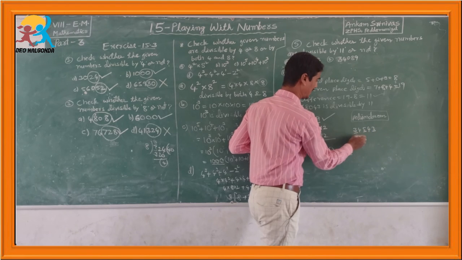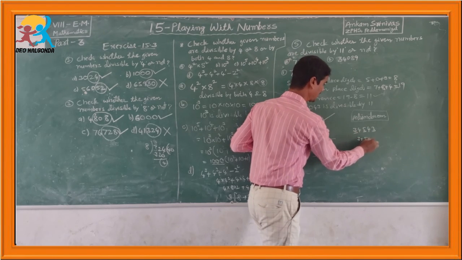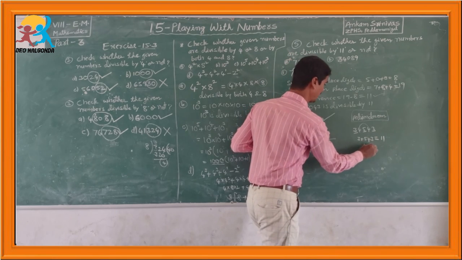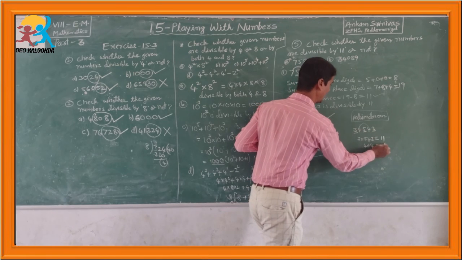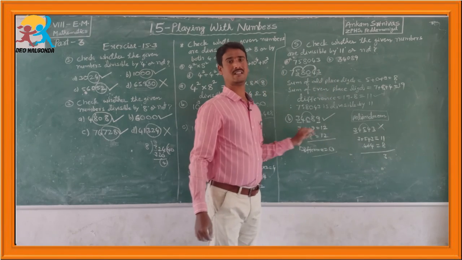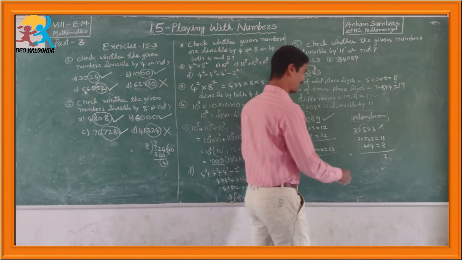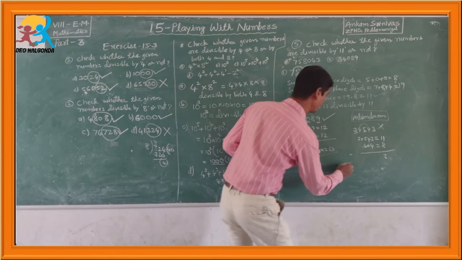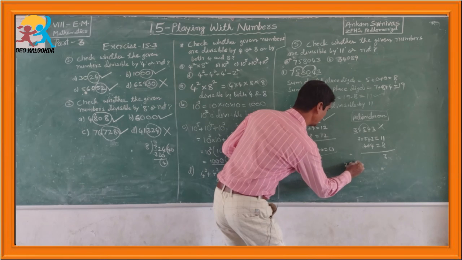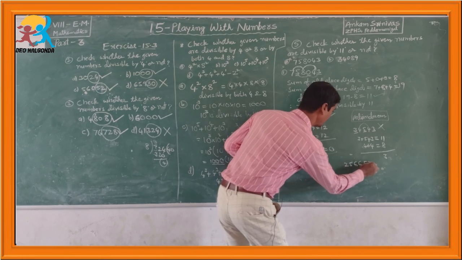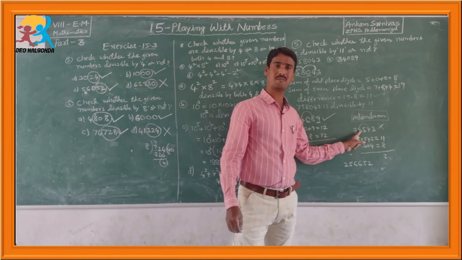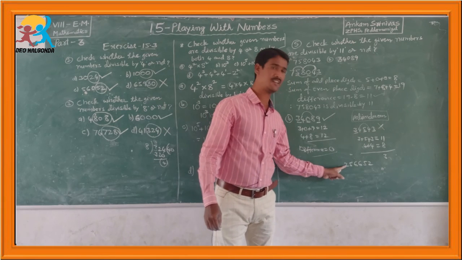3, 5, 3. 3 plus 5 plus 3 equal 11. And remaining here 4 plus 4 equal to 8. What is the difference here? 3. So it is not divisible by 11. Take another problem here. 2, 5, 6, 6, 5, 2. This is also a palindrome number. This is called the odd palindrome number. This is called the even palindrome number.